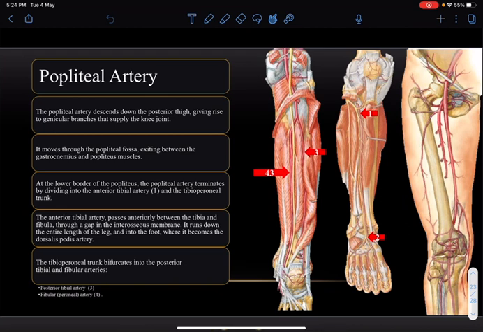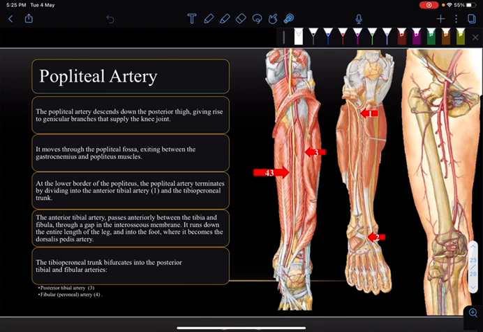مين هو البوبليتيال artery؟ It moves through the popliteal fossa, بينزل من popliteal fossa, exiting between the gastrocnemius and the popliteus muscle at the lower border of the popliteus muscle. So بيعمل termination and division هناك على lower border of the popliteus muscle. The popliteal artery terminates by dividing into the anterior tibial artery and the tibio-peroneal trunk.